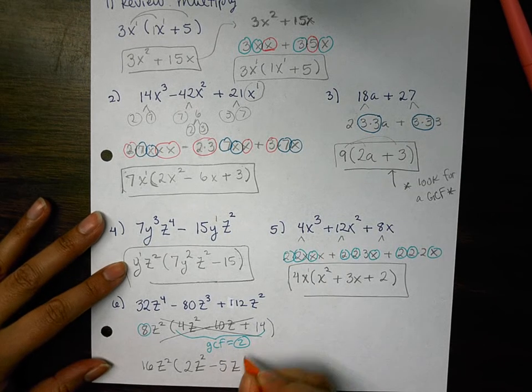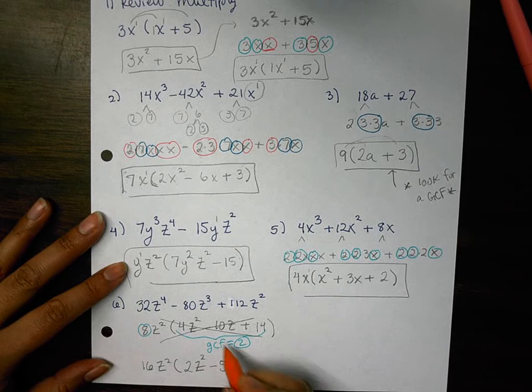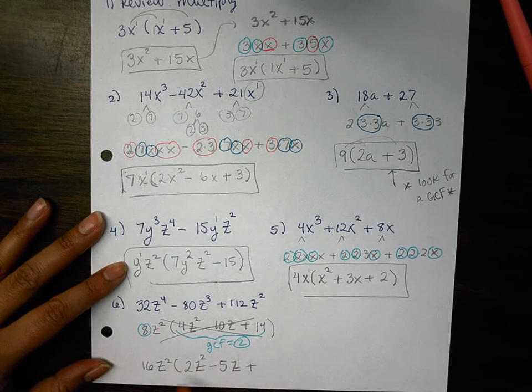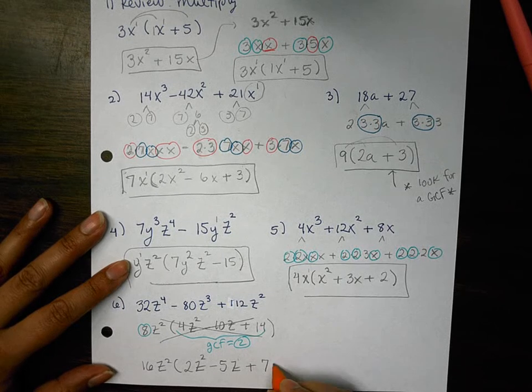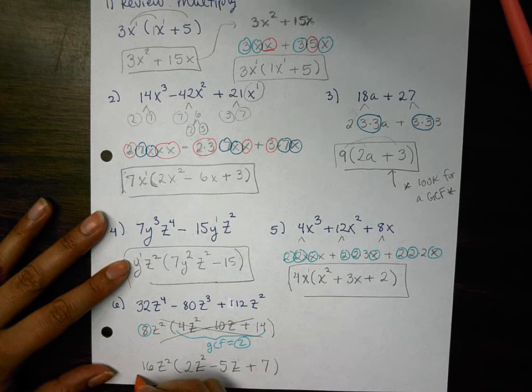You guys had that part right. 2 plus 1 is z cubed. Plus 16 times what is 112? 7 is correct. Do I have any z's over here? No. Z squared is already taken care of. That is the right answer.